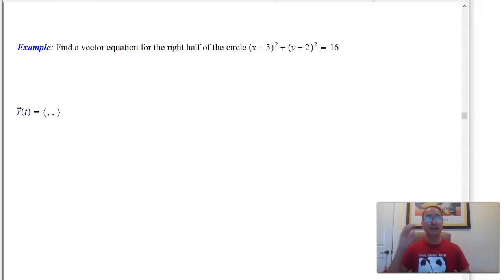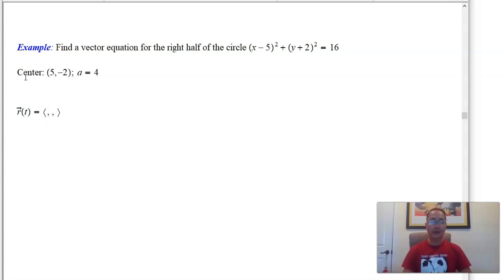Okay, so here's our second problem. Let's find a vector equation for the right half of the circle. (x minus 5) squared plus (y plus 3) squared is 16. Okay, so let's identify our points. Where is our center? So I believe it is at 5, negative 2. And what is our radius? Our radius A, it looks like it is supposed to be 4, not 5, but 4.